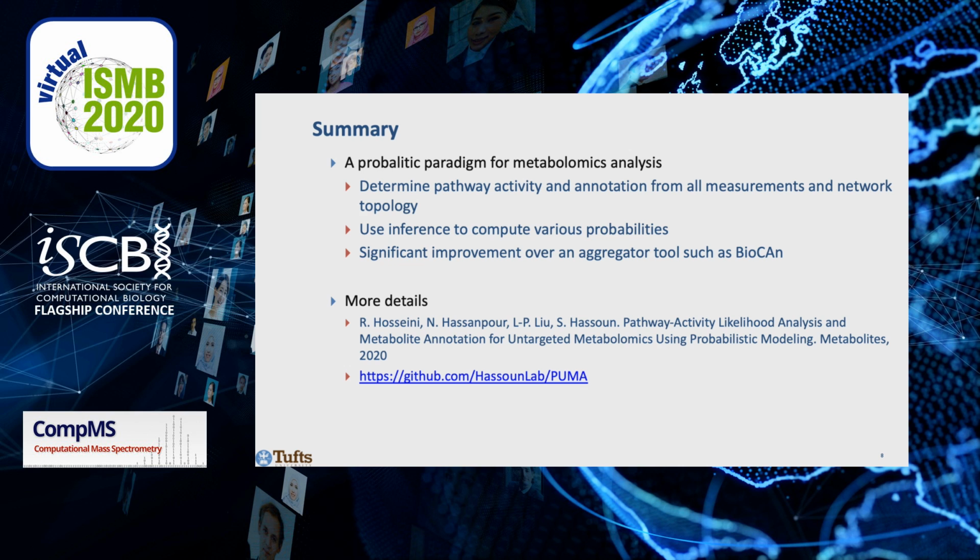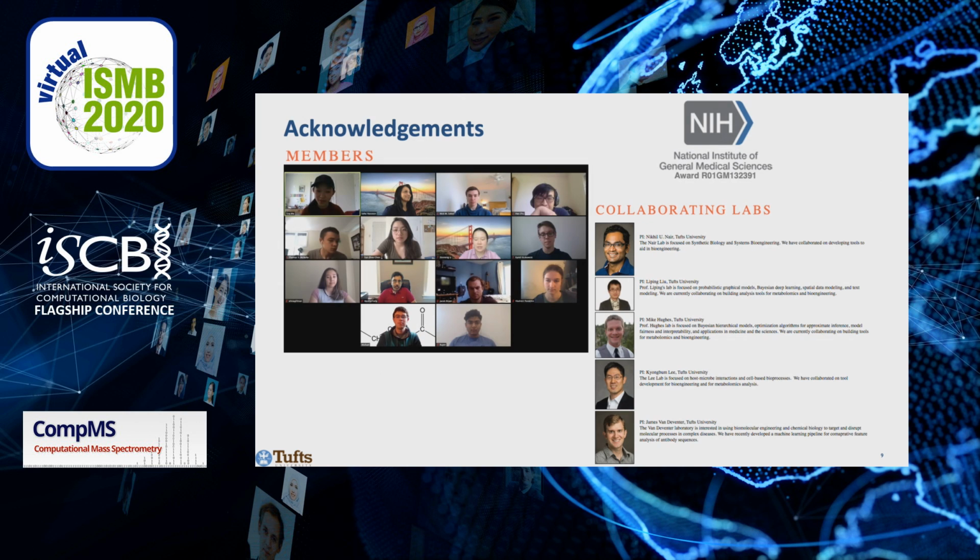This work presents a probabilistic paradigm for metabolomics analysis. We can determine pathway activity and annotations from all the measurements and the network topology, all based on inference. We provide significant improvements over an aggregator tool such as BioCAN. For more details, please read the detailed paper, which was published in Metabolites in 2020. The code is available on GitHub. Please give it a try.